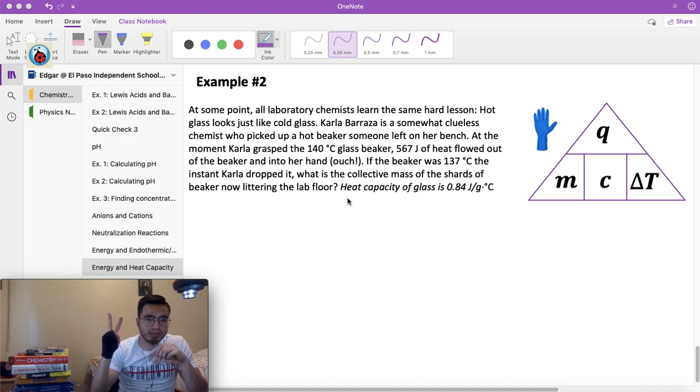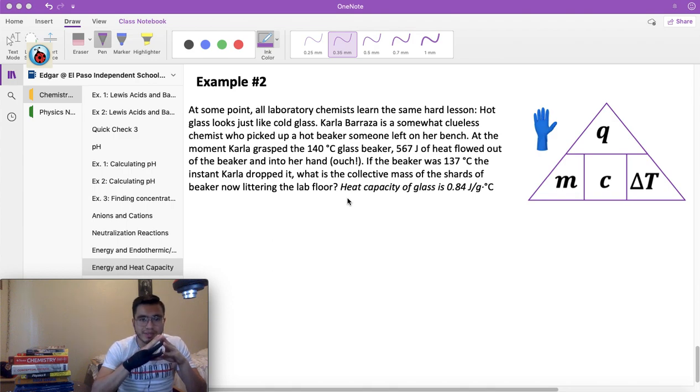Example 2. It looks very long. It's okay. Nothing's going to happen. It's fine. All we have to do is read it. It says, at some point, all laboratory chemists learned the same hard lesson.